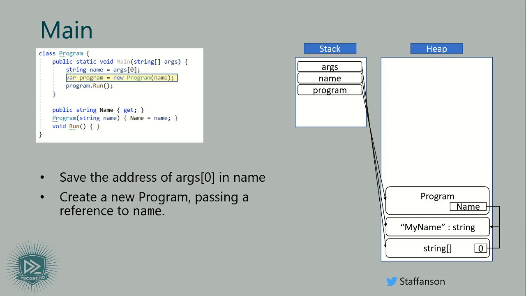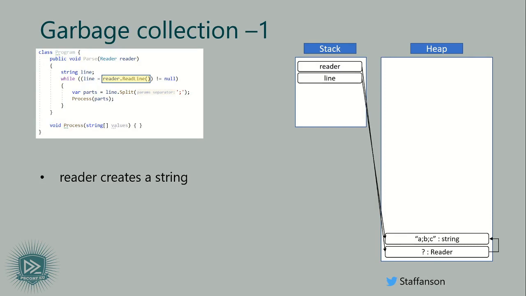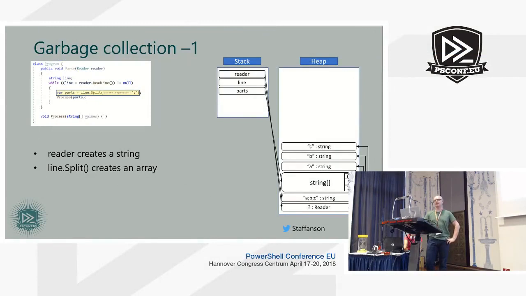So now we're going to look at what will happen when we allocate memory in a loop. We have some reader of some sort that reads a line. We have the line on the stack pointing to the string that was allocated by the reader. Then we call line.split. Line.split, or string.split, creates an array with the different parts of the string that we want to split on. So that created one object, the array, that contained references to the actual strings that we have created.